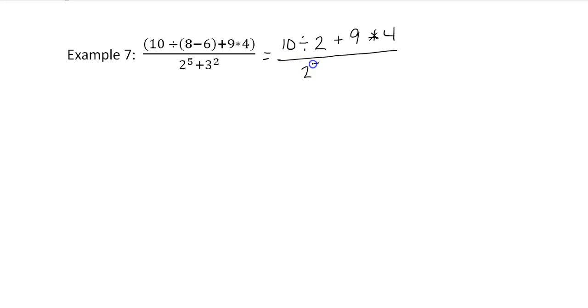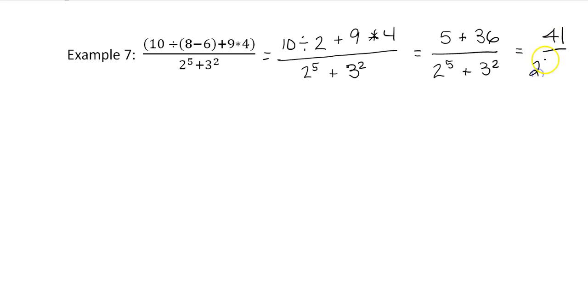So I've got 2 to the 5th plus 3 squared. So I'm going to have 5 plus 9 times 4 is going to get me 36. And that's going to still get me my 2 to the 5th plus 3 squared. So then this is going to give me 41 in the numerator, and then I still have my 2 to the 5th plus 3 squared. So 41.